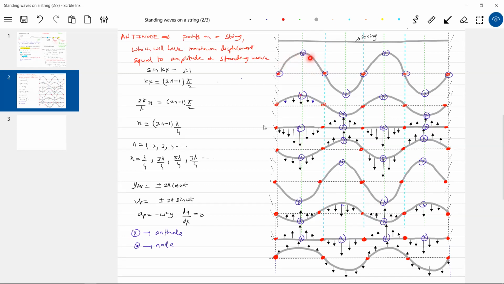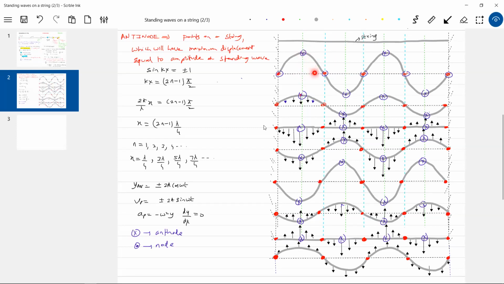So all these points, what happens? They are at their maximum displacement. All points cannot have amplitude equal to 2a. You look at this, there's the maximum displacement of the antinode, how much? Equal to 2a. What about this? The maximum displacement of this will be less than 2a. So we'll have maximum displacement equal to the amplitude of the standing wave only at the antinode. Only the antinode is permitted to have maximum displacement equal to the amplitude of the standing wave, 2a.